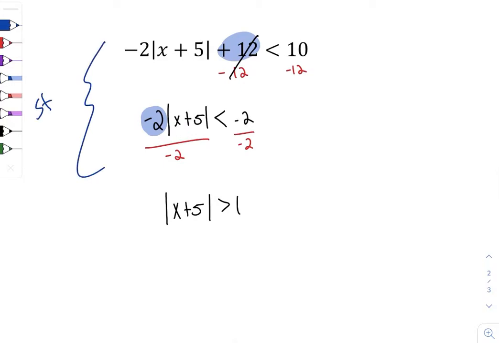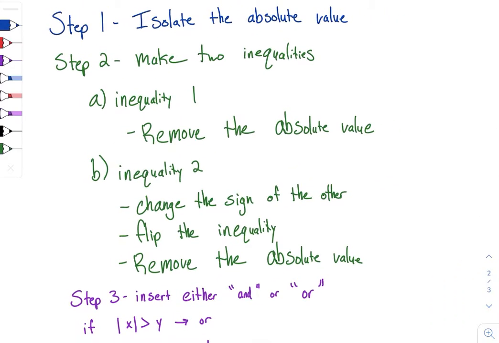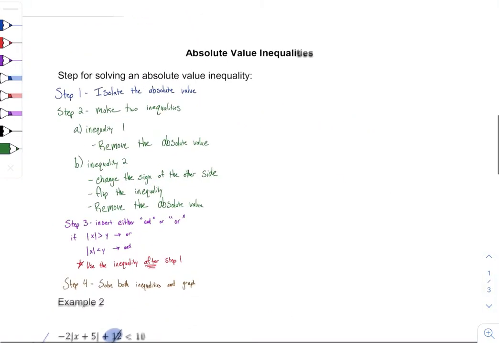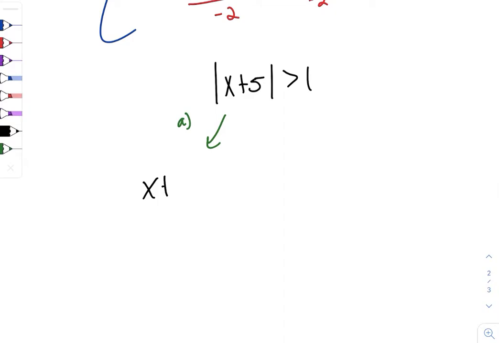That's what happened here. Now we need to move on to step 2, which is to make two inequalities. Remember, one, we're just going to remove the absolute value. And the other, we're going to change the sign of the other side. Right side got erased here, sorry. And we are going to flip the inequality and then remove the absolute value. So again, on the first one, all we do is remove the absolute value. So x plus 5 is greater than 1.